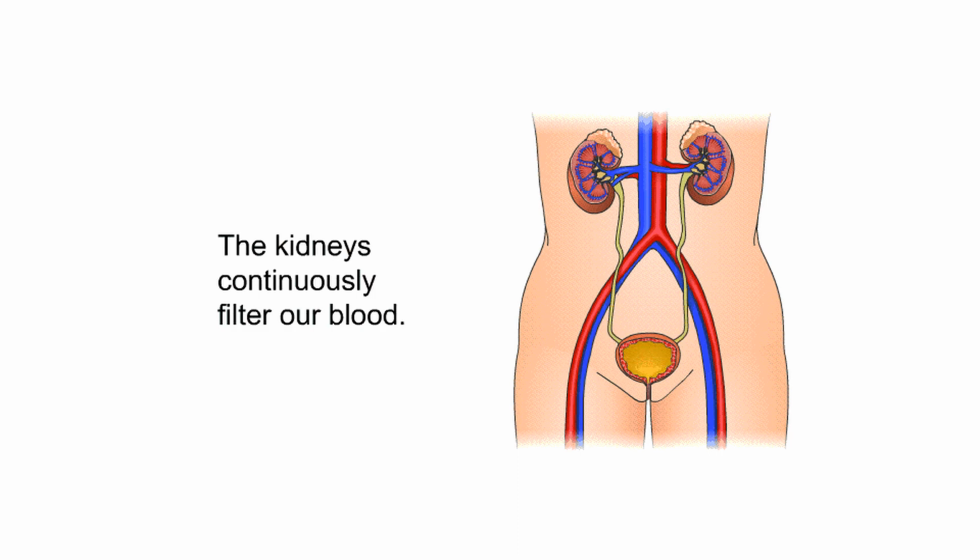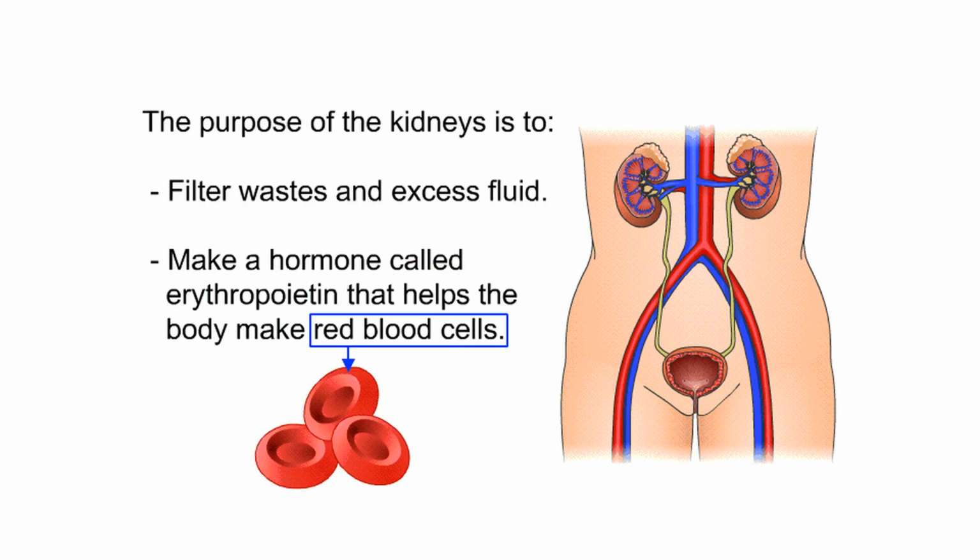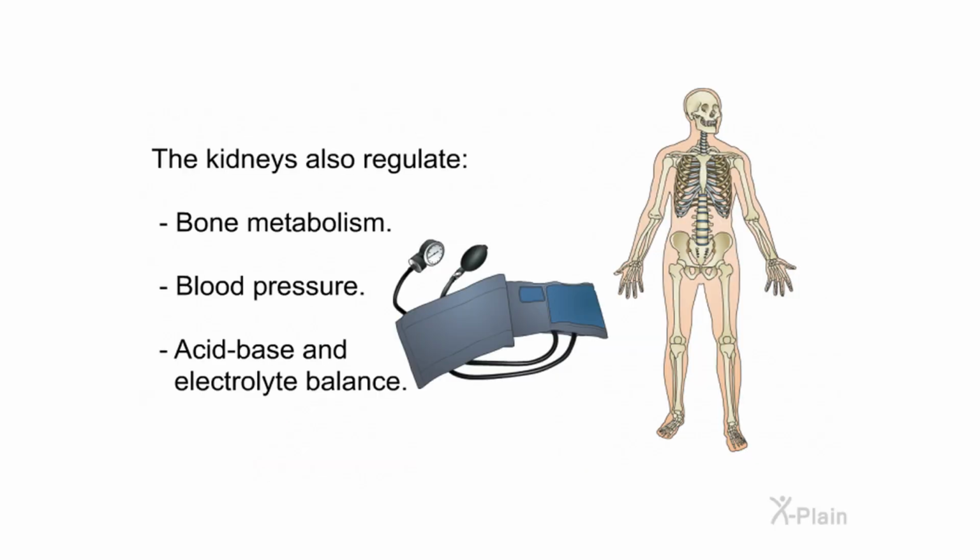The kidneys continuously filter our blood. The purpose of the kidneys is to filter wastes and excess fluid, and make a hormone called erythropoietin that helps the body make red blood cells. The kidneys also regulate bone metabolism, blood pressure, acid-base and electrolyte balance.